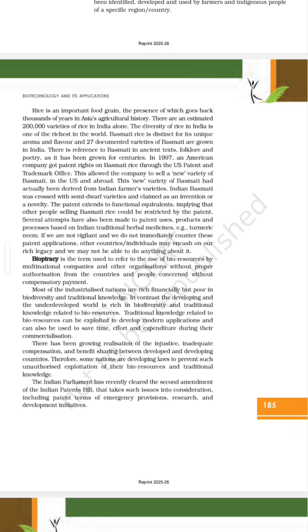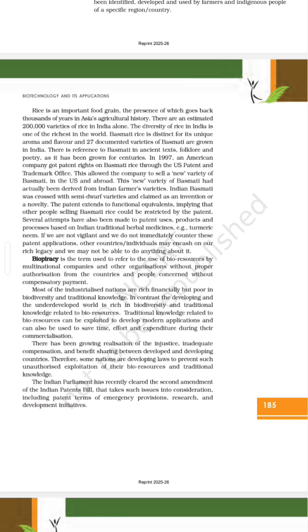This much in it. Again, from the year 1997 to novelty. In 1997, an American company got patent rights on basmati rice through the US Patent and Trademark Office. This allowed the company to sell a new variety of basmati in the US and abroad. The new variety of basmati had actually been derived from Indian farmers' varieties. Indian basmati was crossed with semi-dwarf varieties and claimed as invention of a novelty.